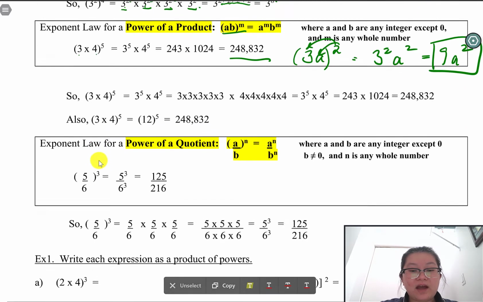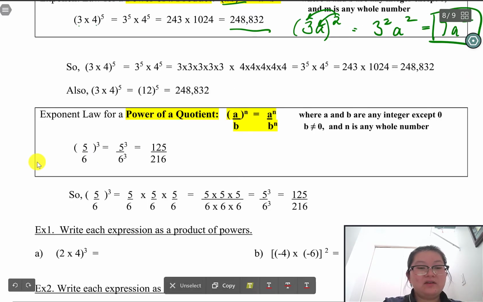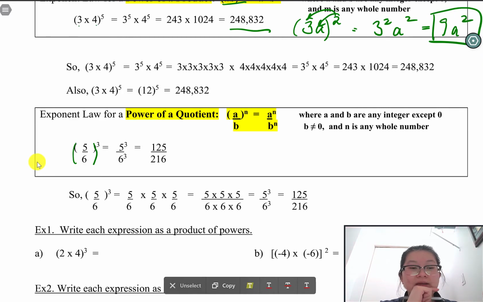And I did say division is also applied here as well. If you see anything that looks like this, it means this whole thing is bracketed. It just looks kind of funny. So again, if something is dividing something else, we also have to apply that exponent to everything inside of what we call the quotient.